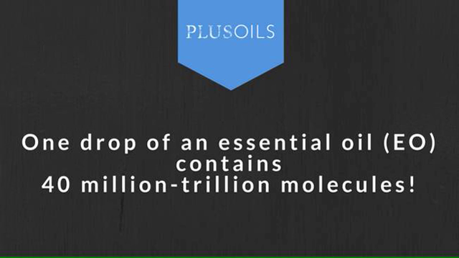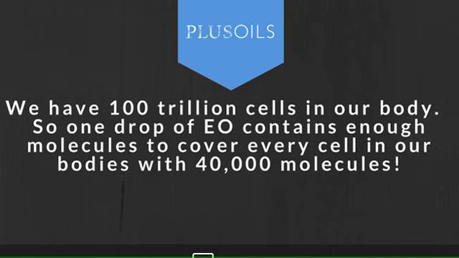We're going to start with talking about one drop of an essential oil. One drop contains 40 million trillion molecules. So an essential oil is very complex. It has so many constituents. There's really no way to study it comprehensively, and we're always learning new ways that we can find benefits from our essential oils. We have 100 trillion cells in our body, so since there are 40 million trillion molecules in an essential oil, we can cover every cell in our body 40,000 times with all the molecules that are in that drop.